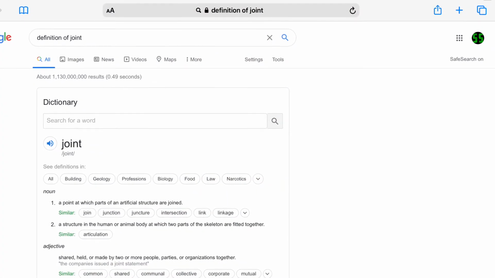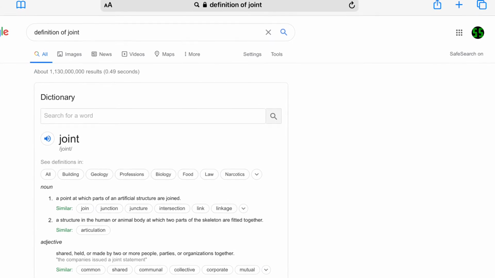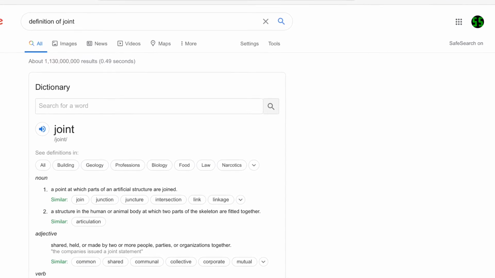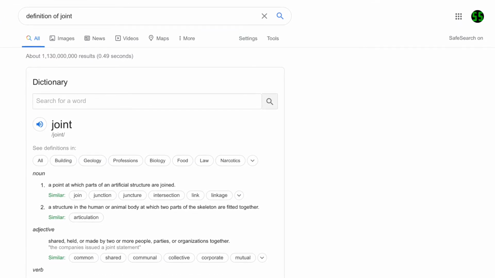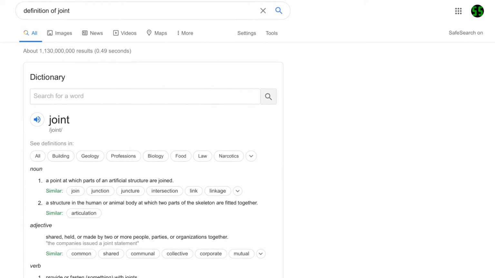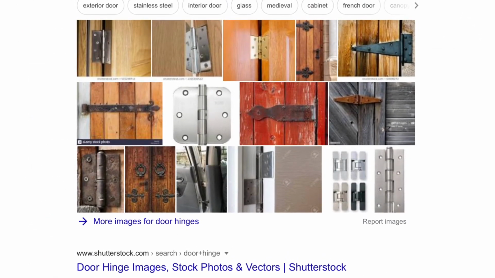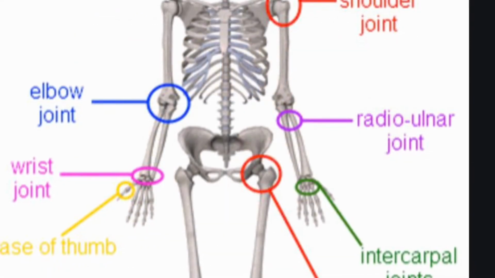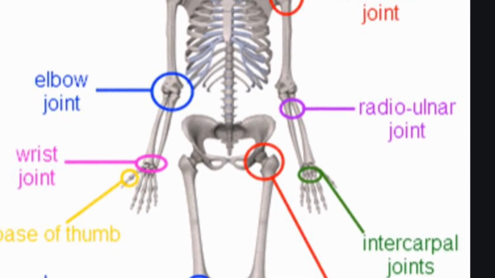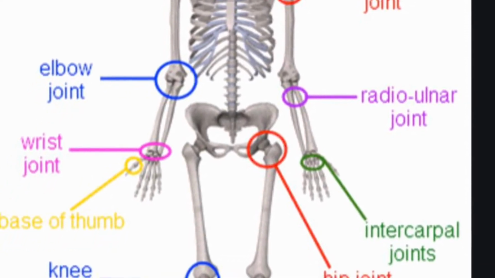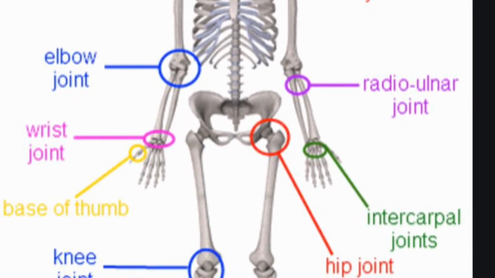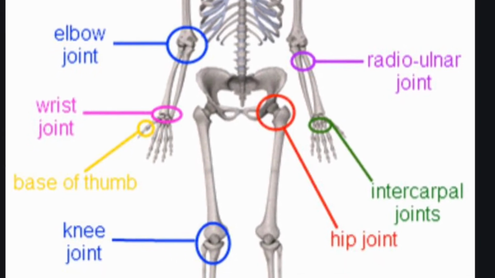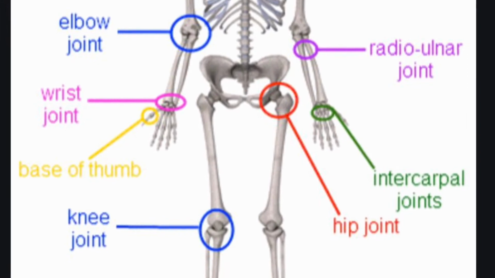A joint is a structure in the human or animal body in which 2 parts of a skeleton are fitted together. Another way to look at it is a joint is like a hinge. A hinge connects 2 movable points together. For example, a door connects to a wall with a hinge and it pivots around that point. This is also called a joint. As you can see, there are joints all over the body: shoulder, elbow, wrist, hip, knee, ankle, hands, feet. Any point where 1 or more bones meet is a joint. And without joints as pivot points, we couldn't move. We would be stiff.